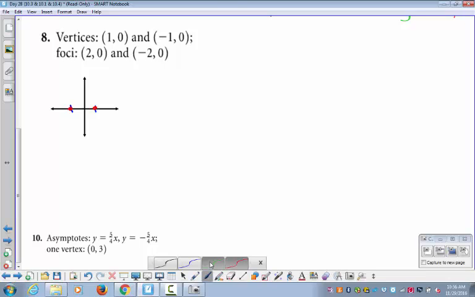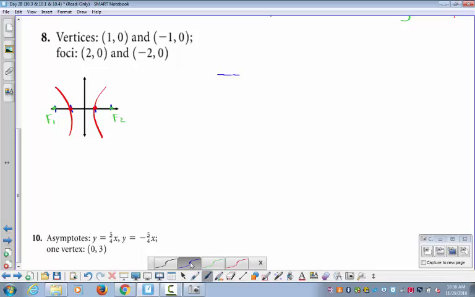Foci 2 and -2 on the x-axis. So focus 1, focus 2, and definitely this hyperbola. We don't know the steepness yet, but it's opening horizontally. So we know that much. We know it's opening horizontally. We know the center is 0, 0.